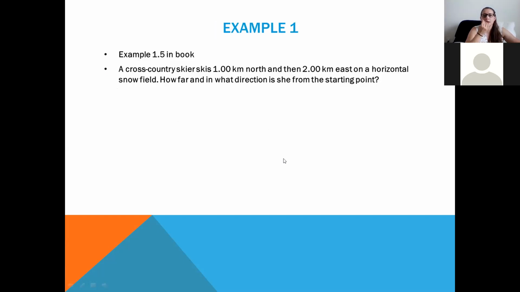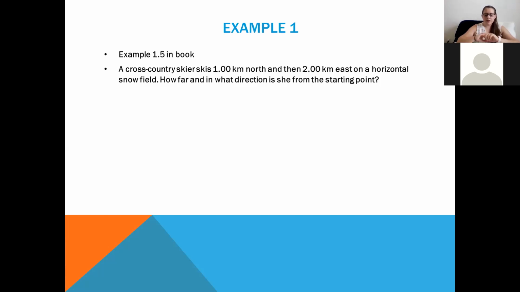Okay. So I want to do a couple of examples together. I have 2 examples that will kind of wrap up the class. So example 1, this comes from the textbook, example 1.5. A cross-country skier skis 1 kilometer north and then 2 kilometers east on a horizontal snowfield. So we're not dealing with 3 dimensions, just 2 dimensions. How far and in what direction is she from the starting point?